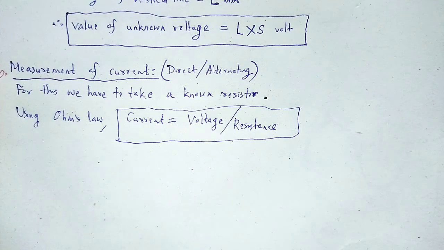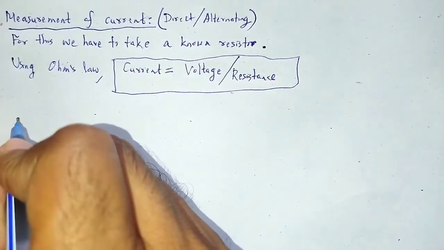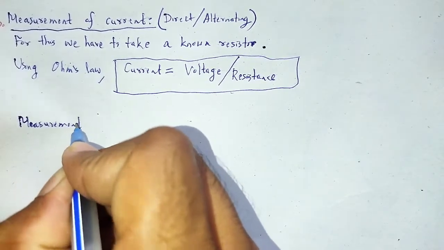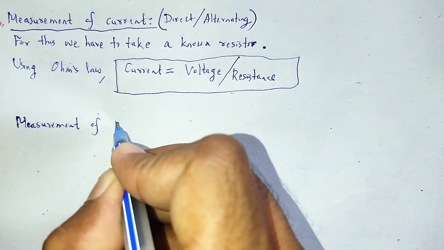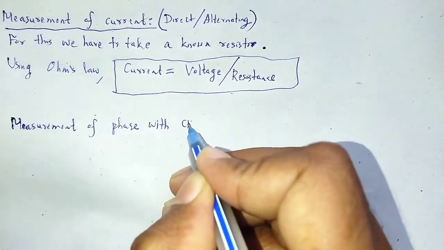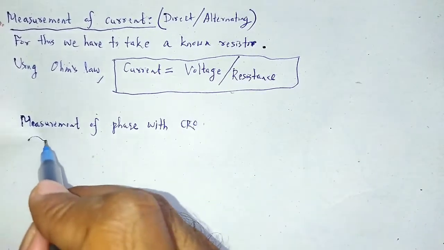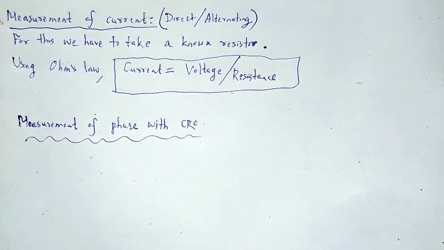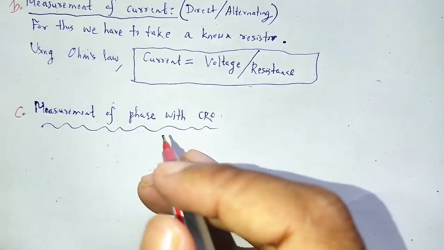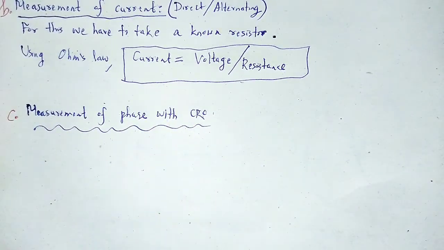Next, measurement of phase with the cathode ray oscilloscope. Basically, we measure the phase by taking the Lissajous figure.